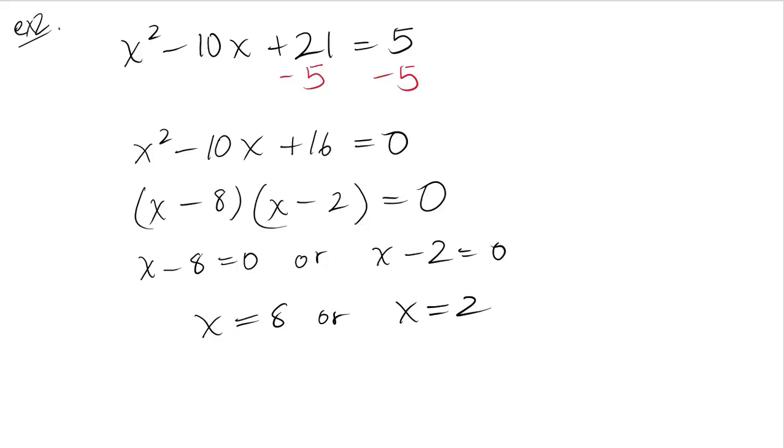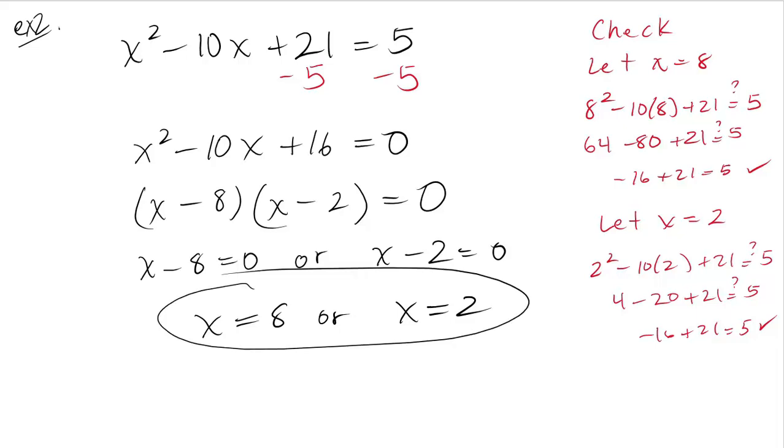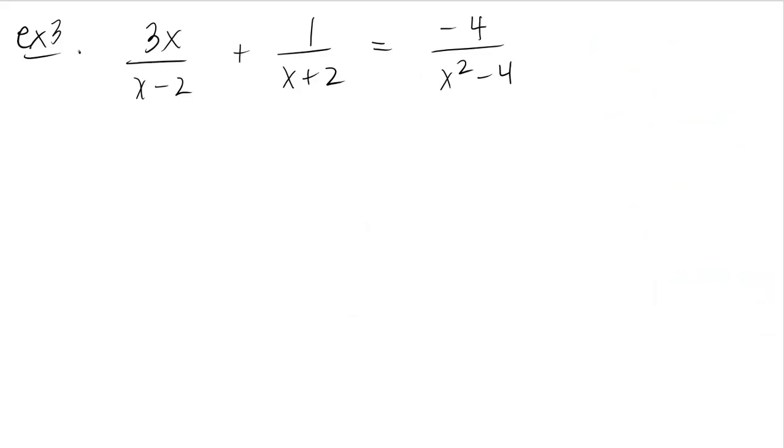I won't make you watch me check them this time, but let me write the check out for you. You can see that both inputs make the equation true. I want you to notice that when I did the check, I checked it in the original equation, not in any of the resulting steps. Let's move on to another example. And when you see it, you'll notice that it isn't actually quadratic. This is an equation with rational expressions. This is something we talked about in the last video.